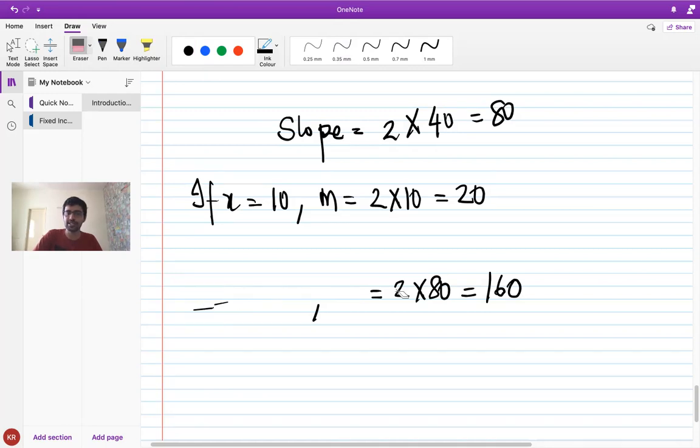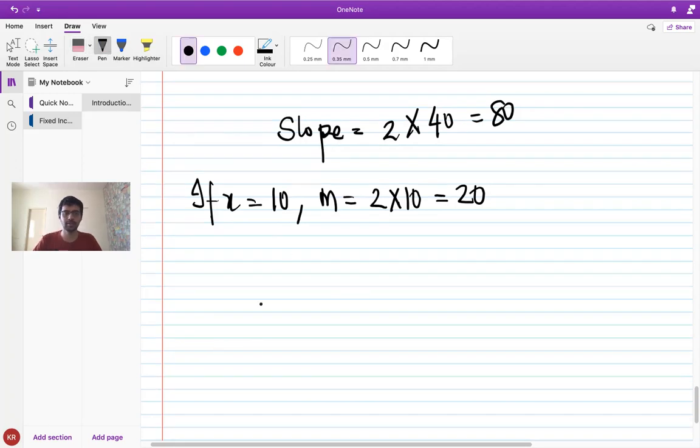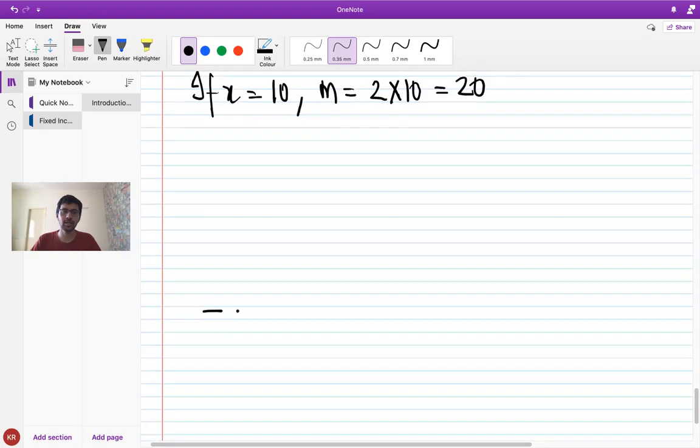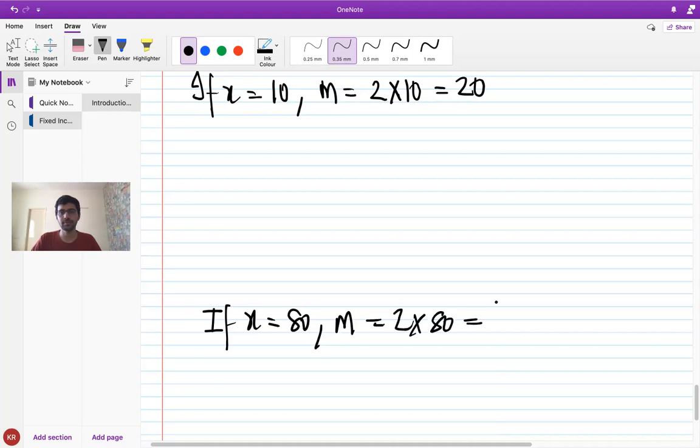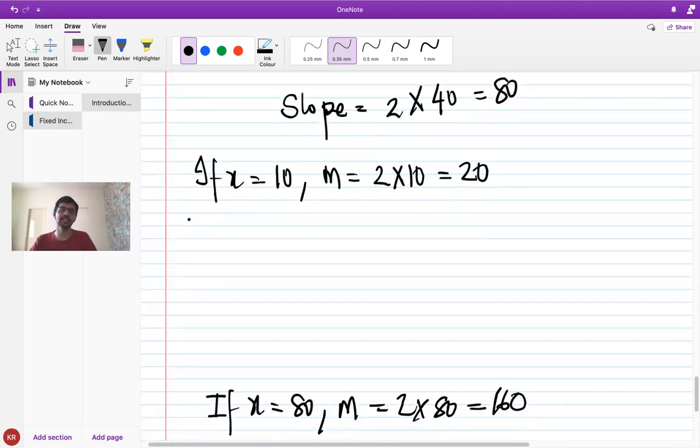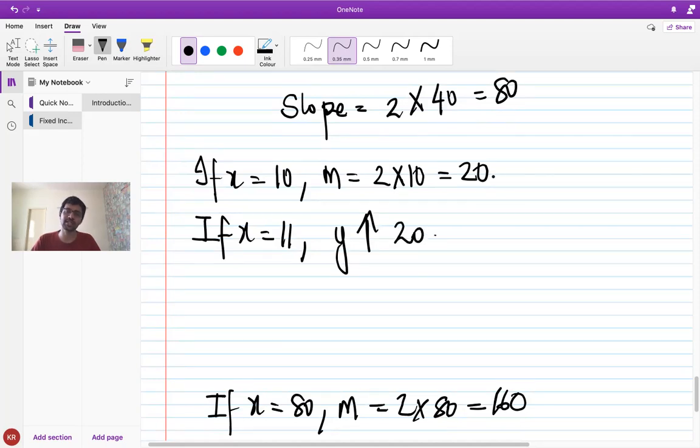Let me take some space and write it down a little more. Now what we are trying to say is, if m is equal to 2 into 10, which is 20, then we are saying that the value of y will increase by 20 units. So when x increases from 10 to 11, the value of y will increase by 20 units.